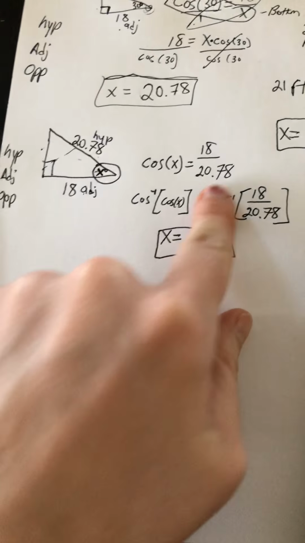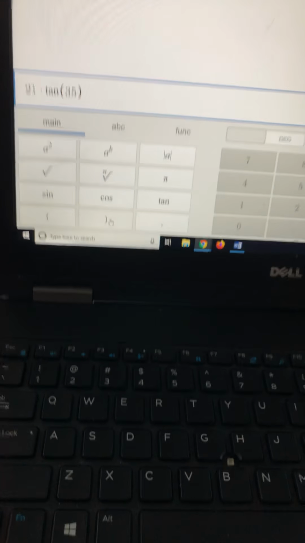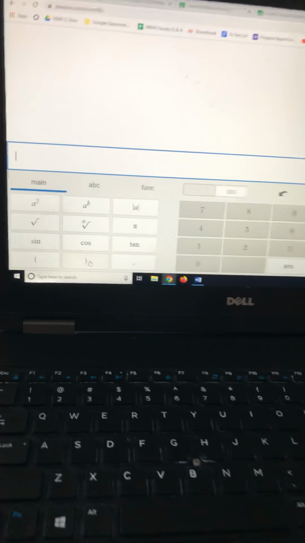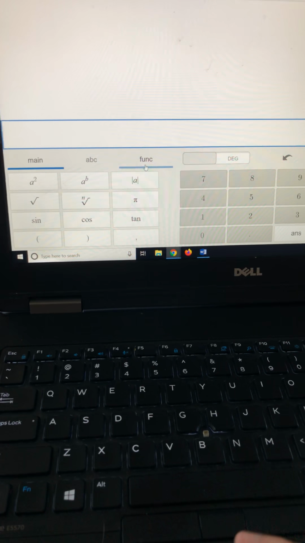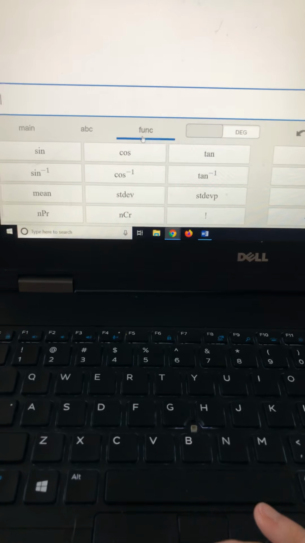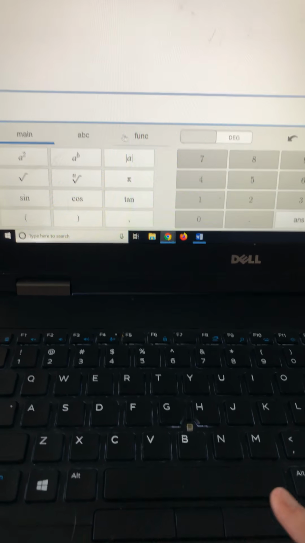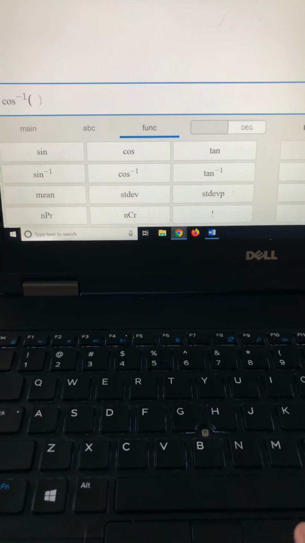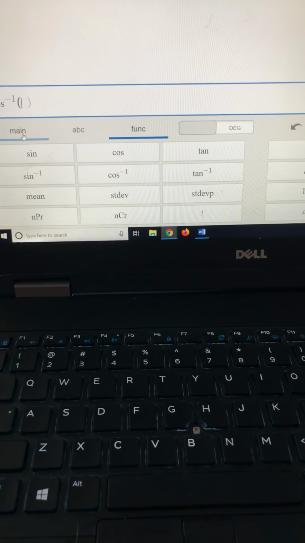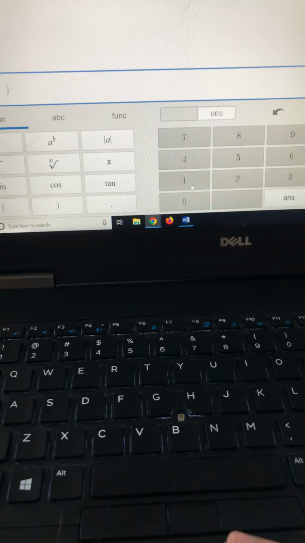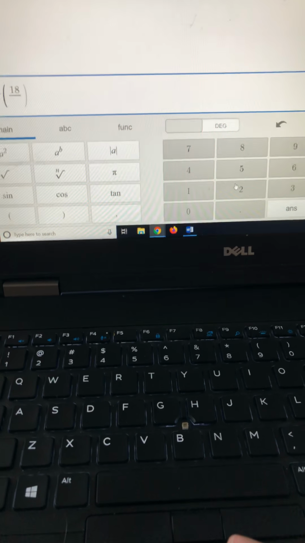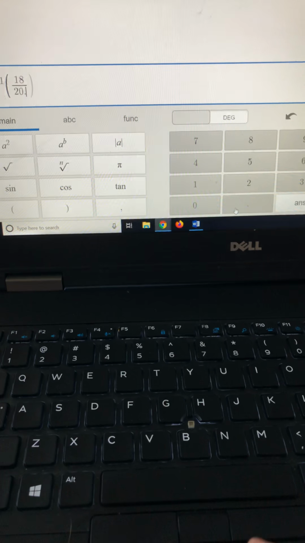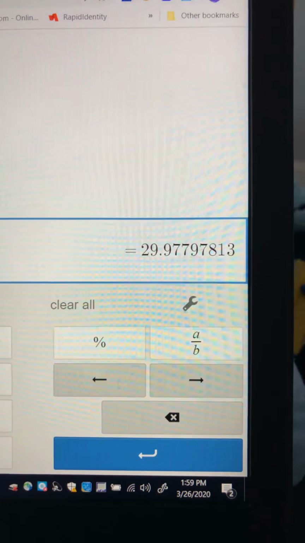Okay, so we just type this guy into the calculator. Now we're gonna try it on over here. So, clear, clear, clear. Okay, if you hit the function, so we're at the main, if you hit the functions, we can do our inverse cosine. And then go back to our main keys and type in our 18 divided by 20.78. And it gives us that same exact number.